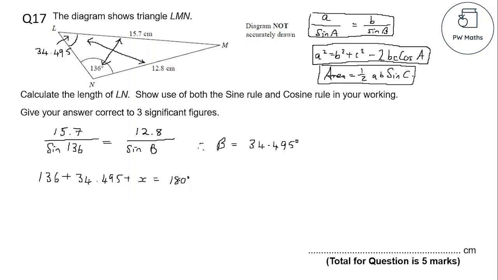So I'll tap into the calculator. 136 plus 34.495 plus x, alpha calc 180, shift calc equals, and it tells me x, the angle at M, is 9.505 degrees. Notice how I'm using quite a lot of decimal places. 9.505 degrees. Now the question says work out the length of L to N.